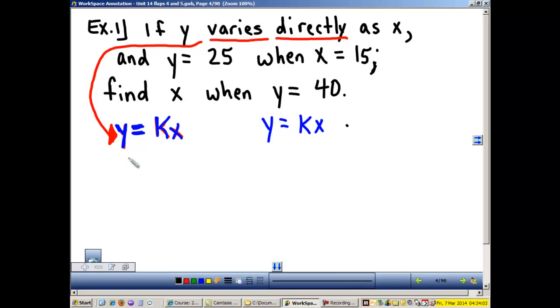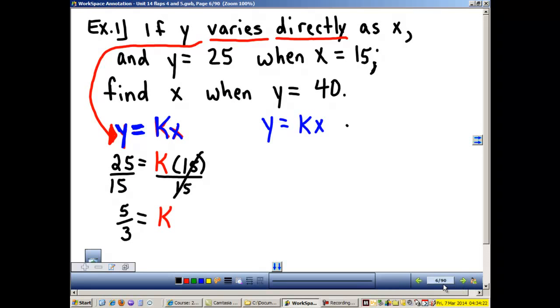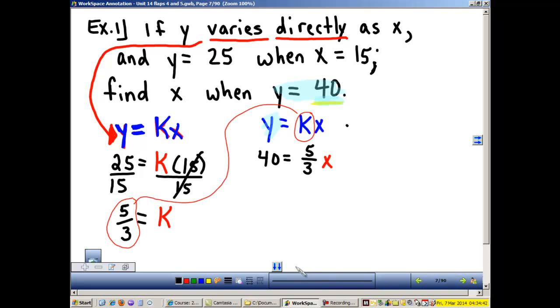Substitute what we know on the left side. We know that y is 25 and x is 15. So we need to find the constant of variation so that we can figure out what this other equation is. Dividing both sides by 15 gives us 5 over 3. Now we're going to use the other side to find x when y is 40, now that we have that constant of variation k. So substituting 5/3 into k, and substituting what we know about the second equation, that y is equal to 40, we can find x.